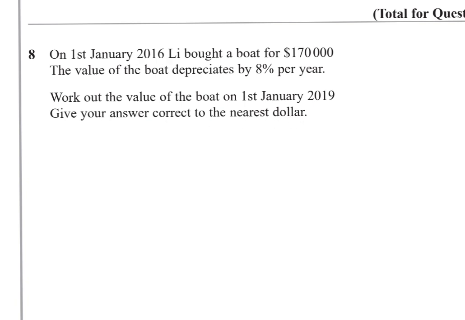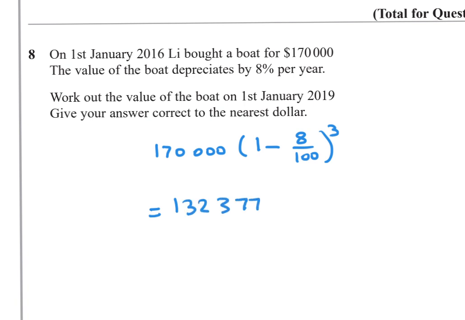So from 2016 to 2019, we have 3 years and it depreciates 8% per year. So to find the new value, 170,000, this is the old one, times 1 minus 8 over 100, to the power 3, equals 132,377 to the nearest dollar.